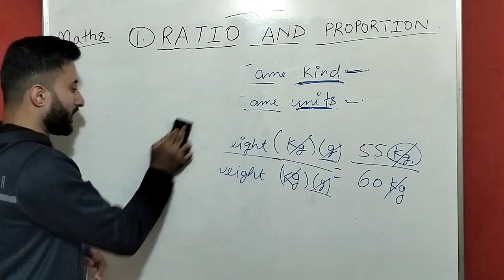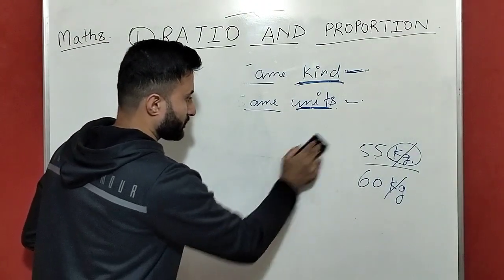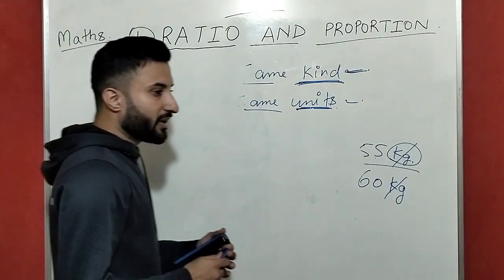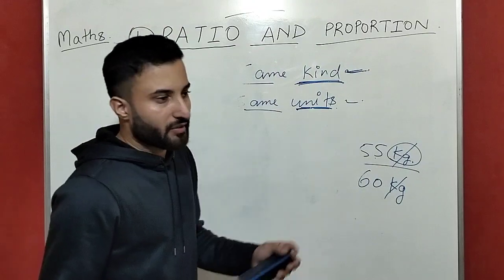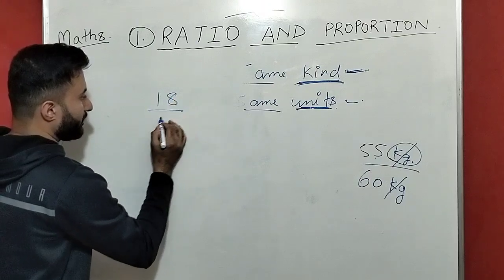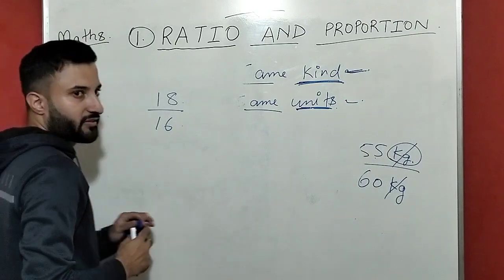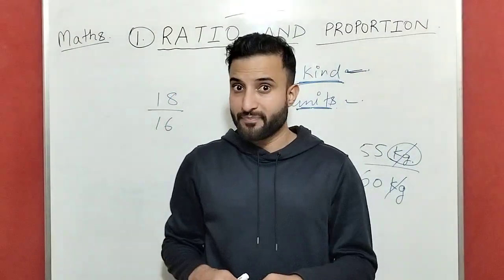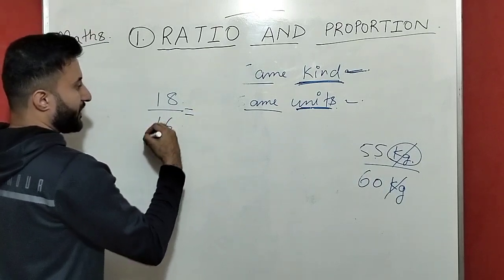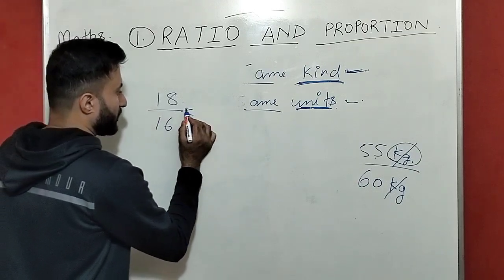Now, another thing about the ratio that we have to understand is that it should be in simplified form. Simplified form means, suppose I got a ratio of 18 by 16. Simplified form means I will divide it, or cancel it, or express it in a more simplified form.